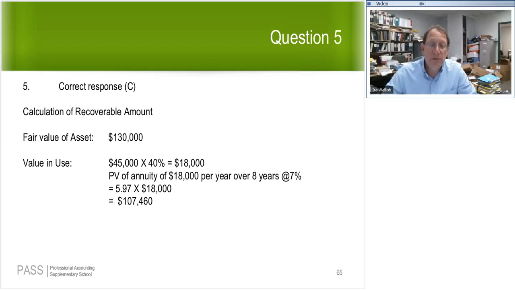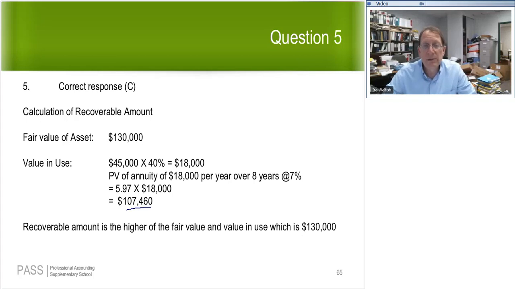This is IFRS. So let's do the value. It's going to be the greater of the two. So, okay, fine. What's the value in use? Well, the cash flows are $45,000 times 40%. It says the future annual profits will be reduced by 60% per annum, so you're only getting 40%. So 40% of 45 is 18. What's the present value of 18,000 over 8 years? It's 7%. It works out to 5.97. Fine, multiply by 18,000. So you got 107,460. Okay.